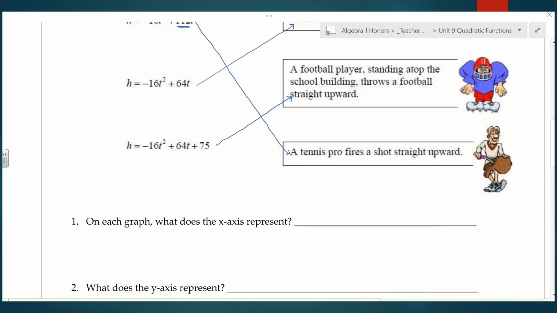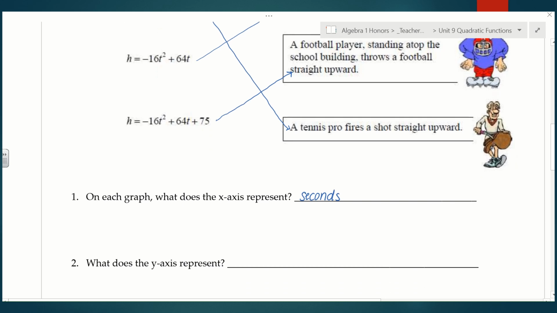So question one says, on each graph, what does the x-axis represent? So in this case, we're talking about time versus distance. And so the distance depends on the time. So time is our independent variable, which means that's our x, seconds. What does the y-axis represent? That is going to be our feet. What did I write here? Time versus vertical distance.